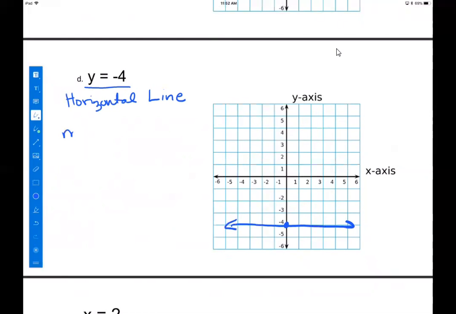Now, what would the slope be? Slope of a horizontal line, if you viewed the slope lesson, is always 0. All right. Is there a y-intercept? There is. It is at -4.